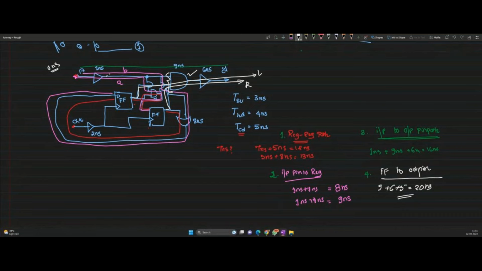So it depends on the clock also. And again, you have to see here, all the three inputs must get stabilized. Then only, once all the three inputs of this NAND gate are stabilized, after 9 nanosecond you are going to get the proper output. That kind of analysis you must also do.